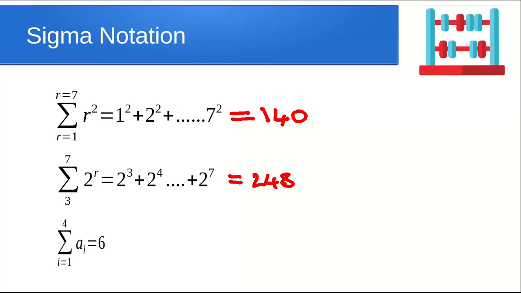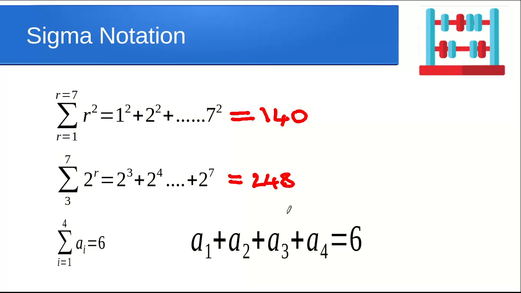Well, if you want to write this without sigma notation, you could just plug in i as 1, then i as 2, then i as 3, then i as 4, and add all those terms together. What we're really saying here is a1 plus a2 plus a3 plus a4 equals 6. Now when you use that subscript notation, we normally use that in terms of sequences, so it's pretty clear these are the first 4 terms in a sequence.